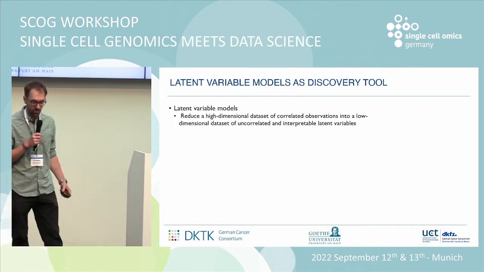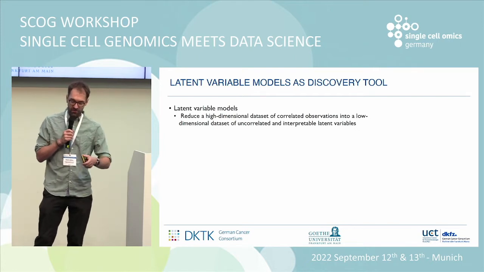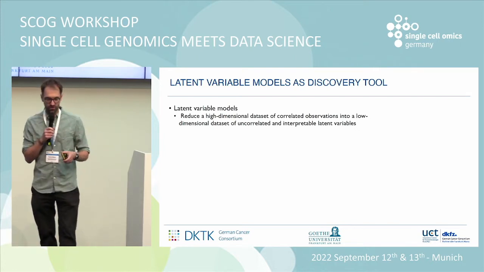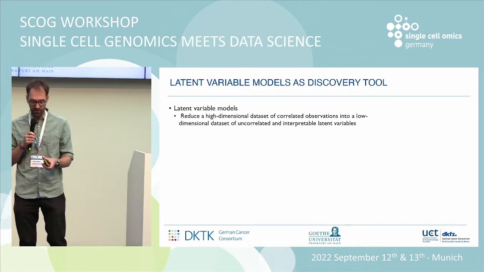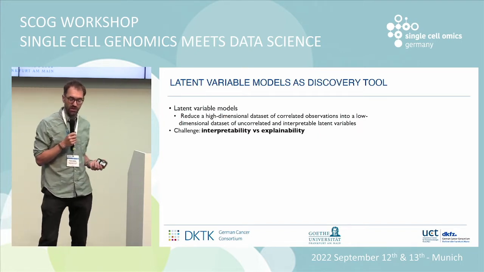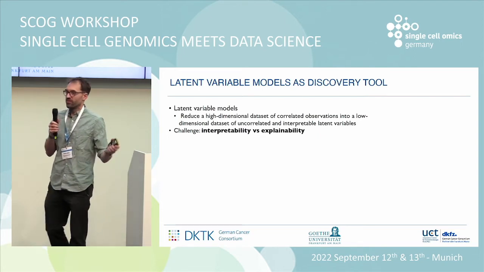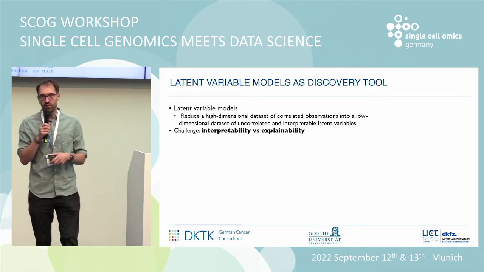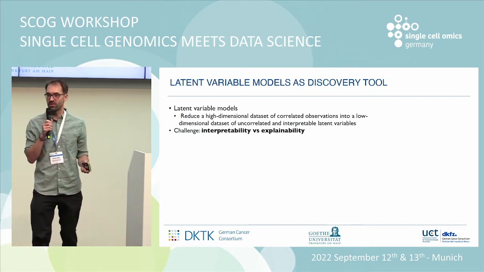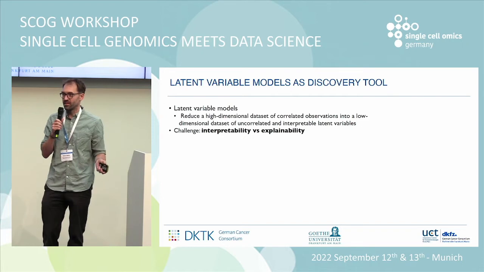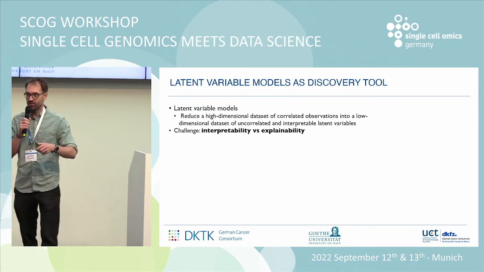So latent variable models basically reduce some kind of high-dimensional data set of correlated variables into a low-dimensional data set of uncorrelated, but hopefully interpretable latent variables. And I think this interpretability is key, because very often what we do is, we may fit the variational autoencoder and get our 30-dimensional embedding, then put UMAP on top of it, have this 2D space, and then you look at some clusters that we see in the UMAP.